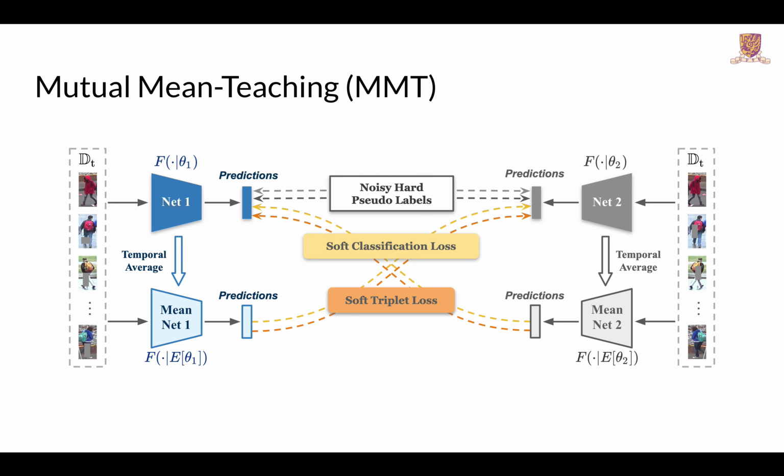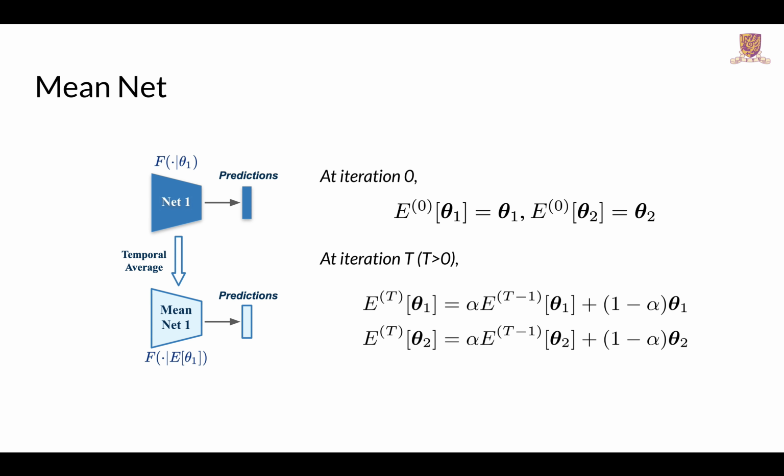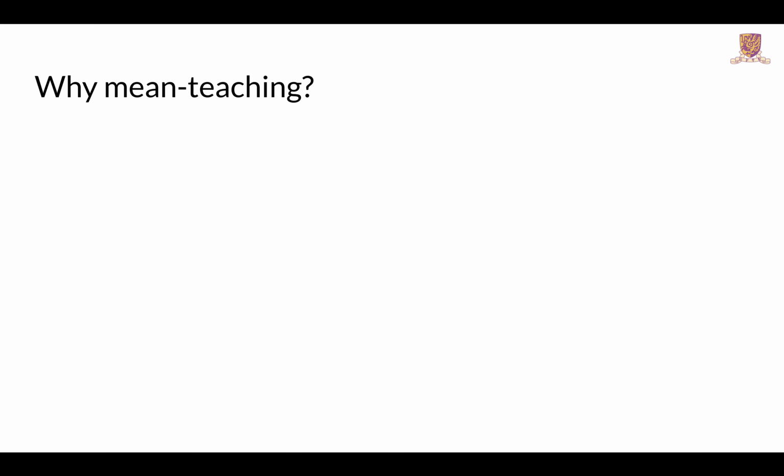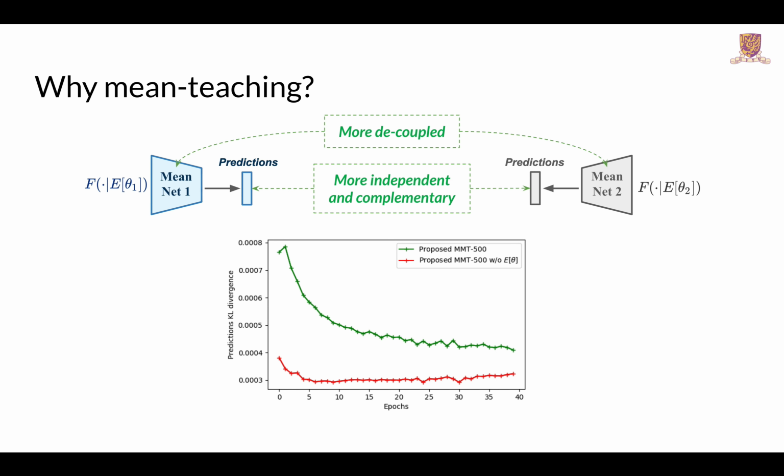Now the question is, how do we optimize the mean networks? Instead of backpropagation, mean networks update their parameters in each iteration according to the moving average formulation. Now you may wonder, why do we need the mean networks for producing soft labels? In conventional peer teaching strategies, the networks are directly trained to approach each other. However, in such a way, the two networks will easily lose their output independence, resulting in error amplification. On the contrary, in our framework, the mean networks provide more complementary predictions, since the model parameters are more decoupled.